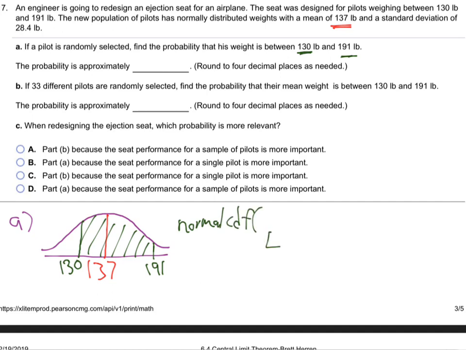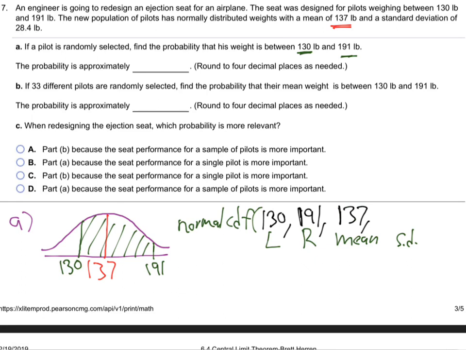CDF. Left edge, right edge, mean, standard deviation. It's getting easy, getting me the same every time almost, with slight variations. Left edge, 130. Right edge, 191. Mean, 137. And standard deviation, 28.